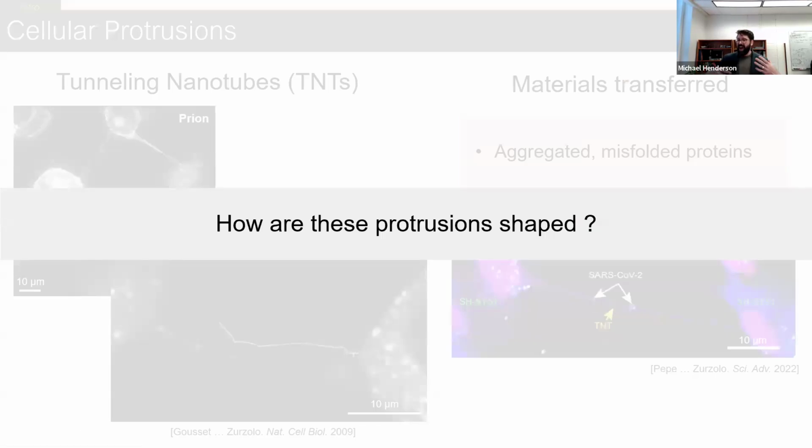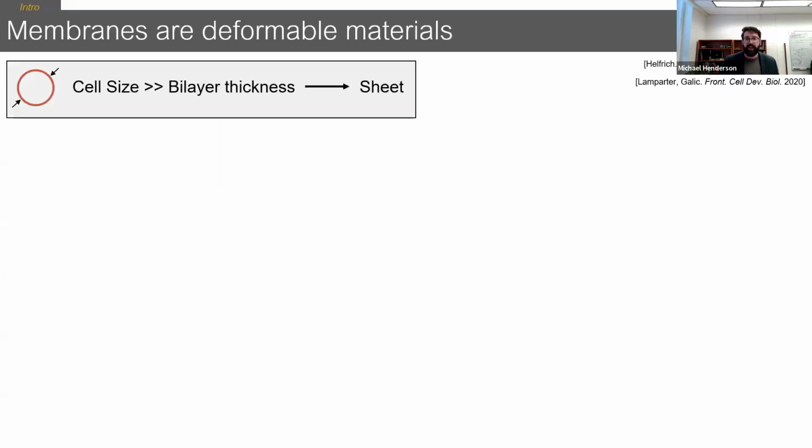But a big question is, okay, how are these protrusions being shaped? How is the cell organizing proteins in space and time to drive these shape transformations? And I wanted to just take a quick step back. I probably don't need to motivate this too much, given a lot of us work with membranes, but I wanted to motivate that membranes are deformable. And so the proteins that are used to build these protrusions depend at some level on the deformability of membranes.